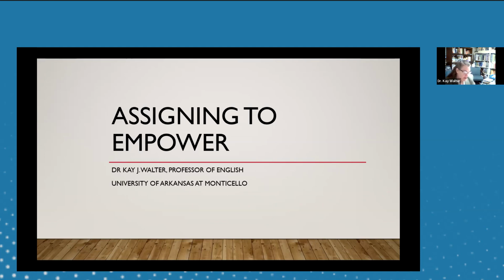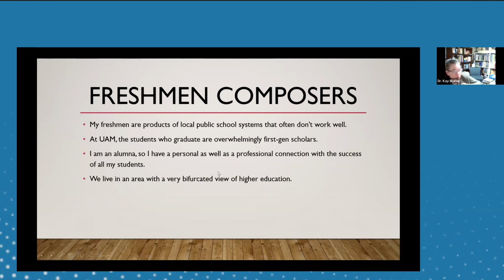In particular, I teach that freshman composition. My students are like family to me because my whole family attended this university. I'm a graduate and alumna of this university, so I have both a professional but also a personal attachment with my students. And that matters in my pedagogical approach. So I'll tell you a little about my freshman composers.